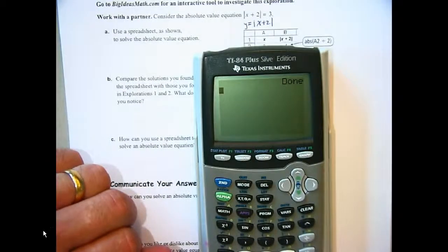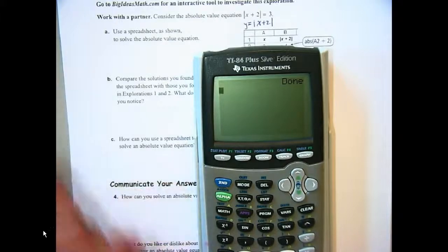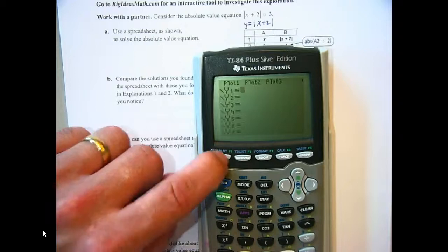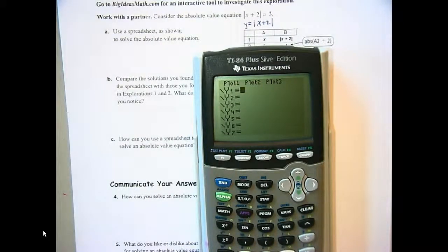Yes? If you want to. Yeah. You take notes on it. Yep. Y equals. And in there, we have to push the absolute value symbol. Now, that's hard to find on here.